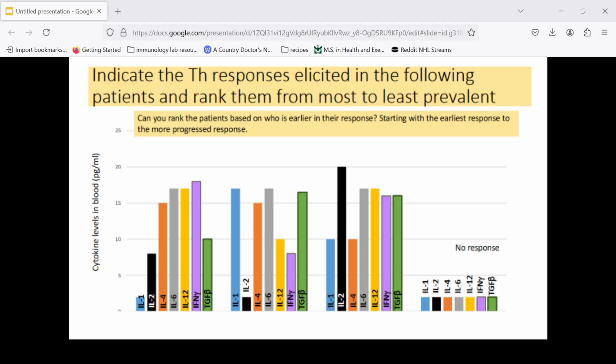Okay, so first, we are looking at Th1 or Th2. So that means we're just going to look at our IL-4, our IL-12, and our IFN gamma. Between our IL-12 and our IFN gamma, we want to pick whichever one is lower and draw a line across. That is our cap for our Th1. However, it is still higher than our IL-4, so we know we have a Th1 response. Did everybody get that?